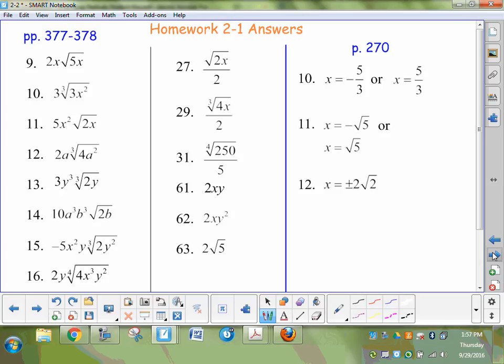Could you have a positive 5x and then a negative 2y? You wouldn't, because if you can take the cube root of the negative, you can bring that out. Okay?